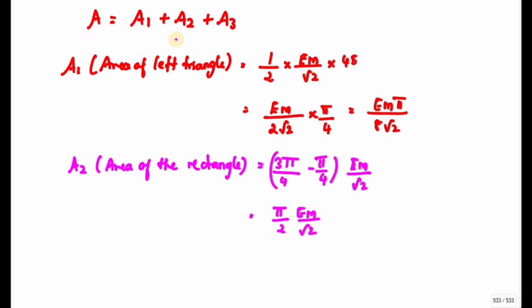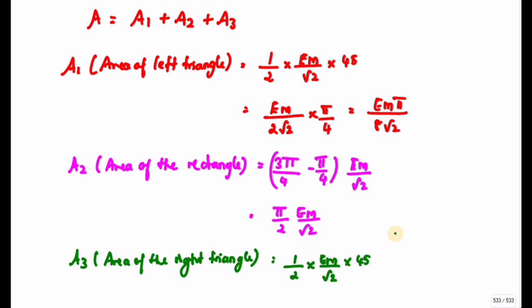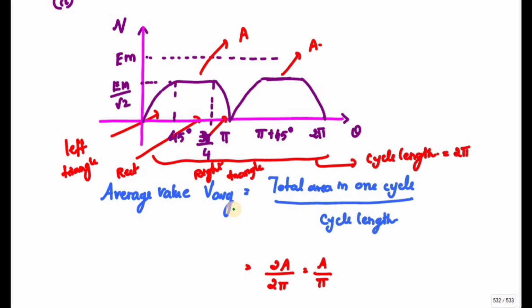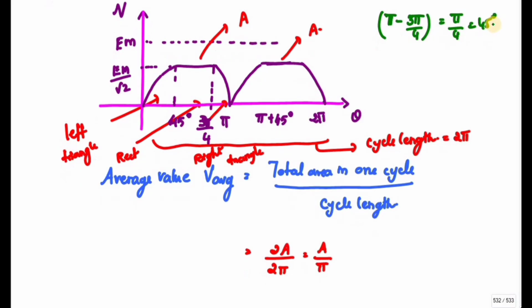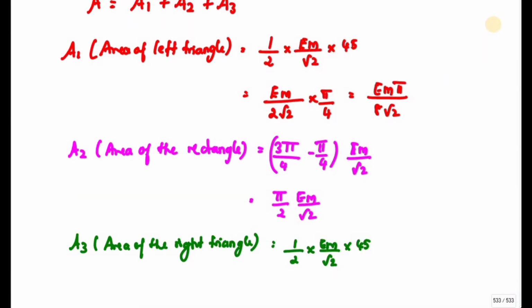Now the area of the right triangle, since both triangles look alike, the area A3 is equal to A1, that is equal to 1 divided by 2 into EM by root 2 into 45 degrees. All right, so it has to be EM pi divided by 8 root 2. Okay.